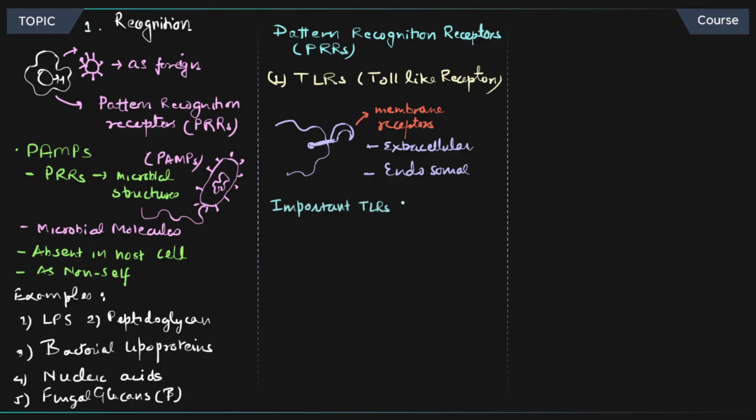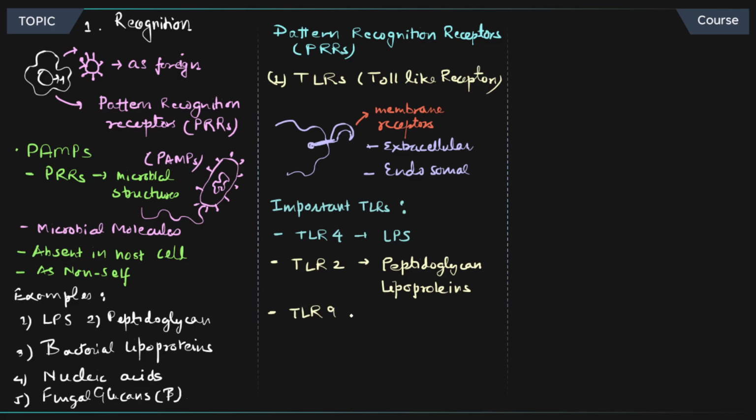The important TLRs, let's talk about them. First one is TLR4, very, very important. It detects LPS, lipopolysaccharide. TLR2 detects peptidoglycan molecules, and it also detects lipoproteins, right? So it becomes very, very important for us to know what TLRs are. TLR9 detects unmethylated CpG DNA, okay? CpG DNA motifs, and they are coming from bacteria. So TLR9 will detect the DNA of the bacteria, right?